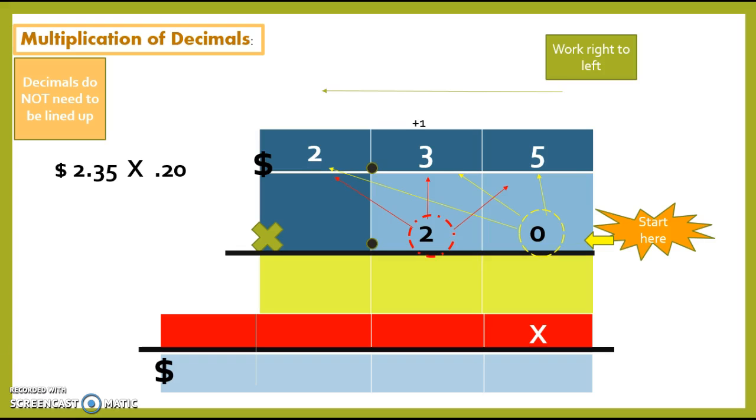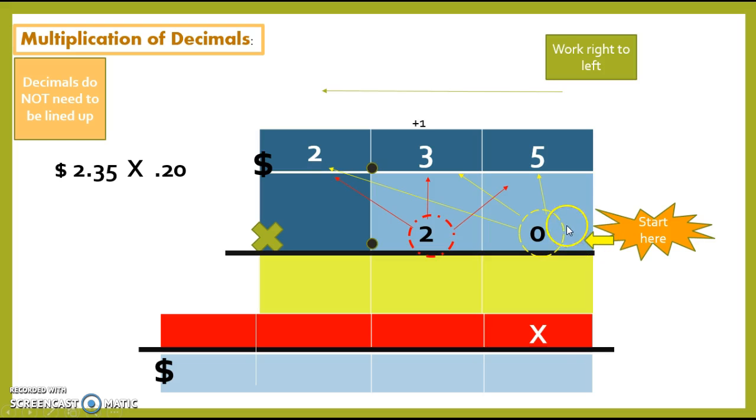I have told you several times in the past, when we added and subtracted decimals, to make sure you lined up your decimal points in the problem. You do not need to do that in multiplication. Okay, so you pretty much just want to list your numbers. We've got $2.35. Right below there, we've got 20 hundredths that we're multiplying it by, or 20 cents.